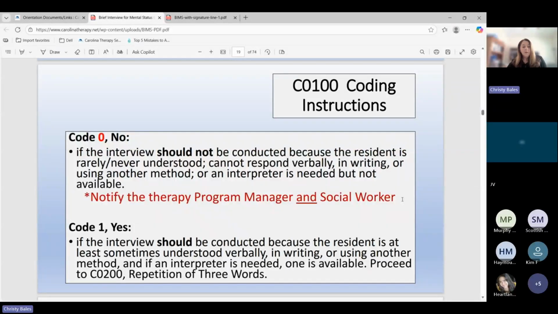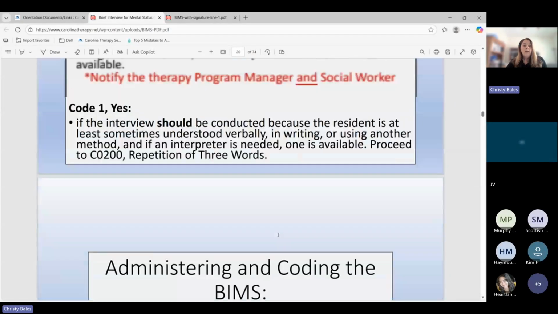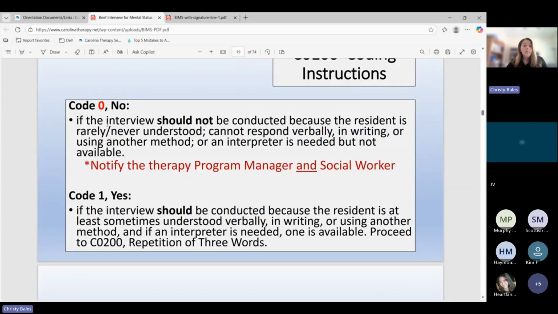If we code 1 for yes, then we're saying that it can be conducted because the resident is at least sometimes understood verbally, in writing, or using another method, or if an interpreter is needed, one is available. So, if you code a 0, that should be it. There should be nothing else on the page except the 99, handed in.